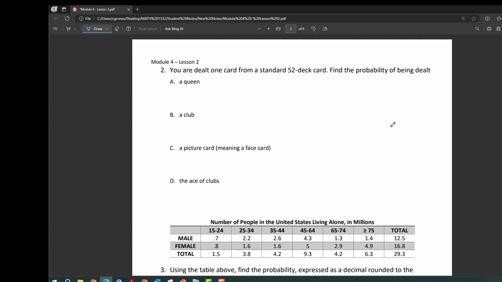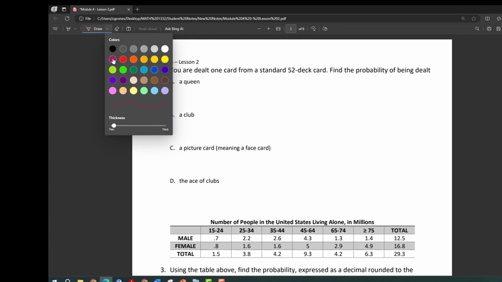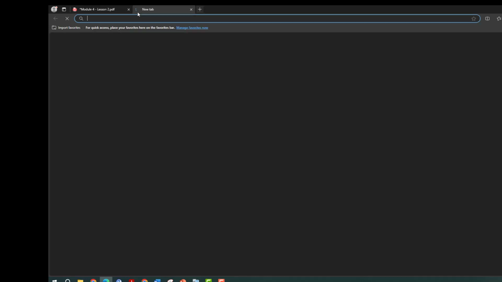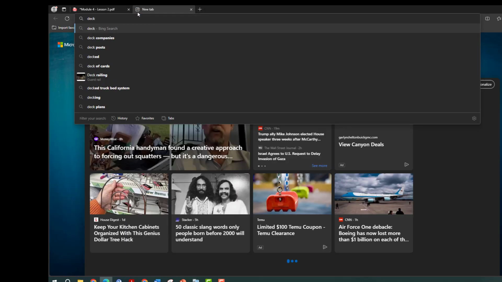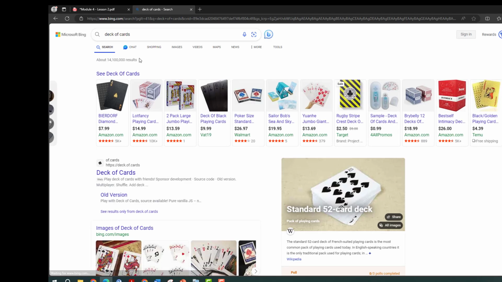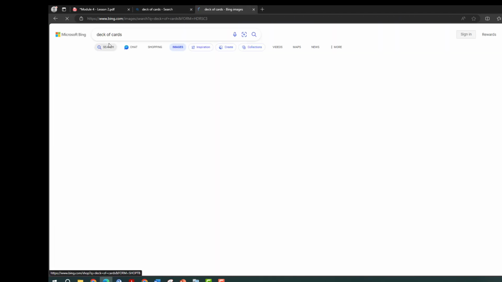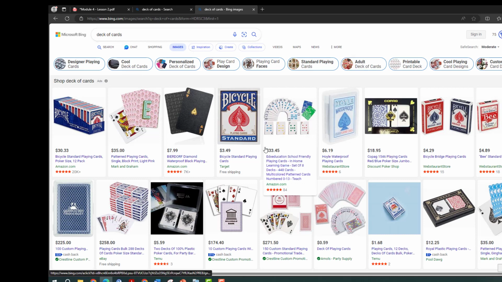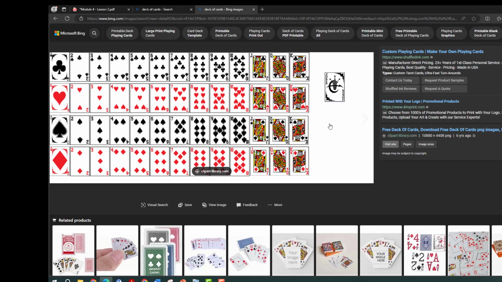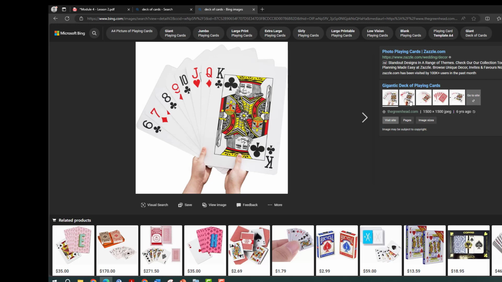All right, number 2. You are dealt 1 card from a standard 52 card deck. Find the probability of being dealt. So in order to do these, it is very helpful that you know what all is in a deck of cards. So I'm going to pull this up. You make it bigger. Uh-oh.